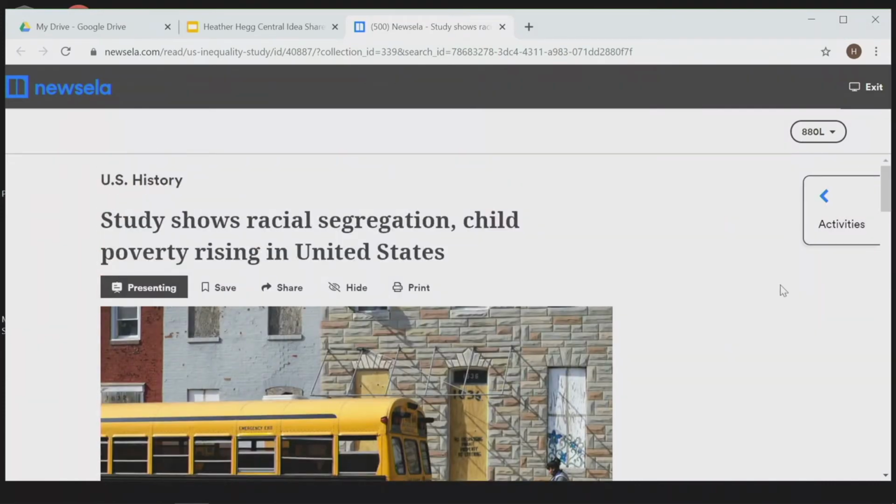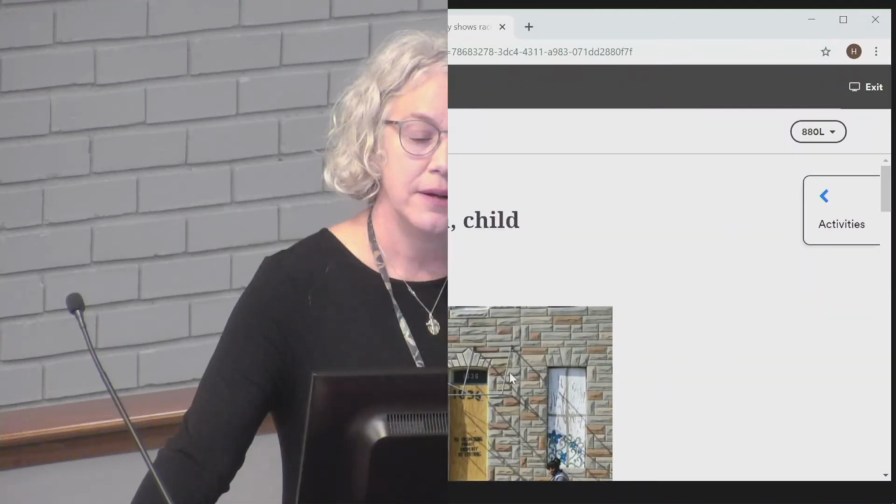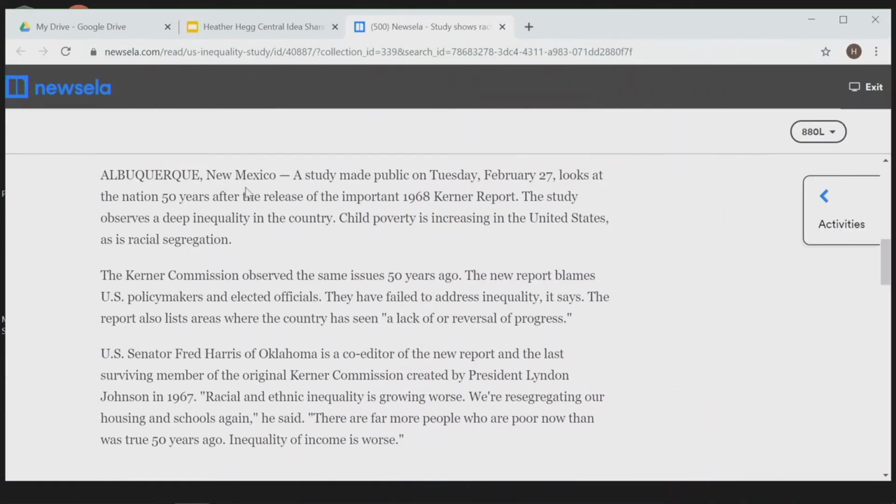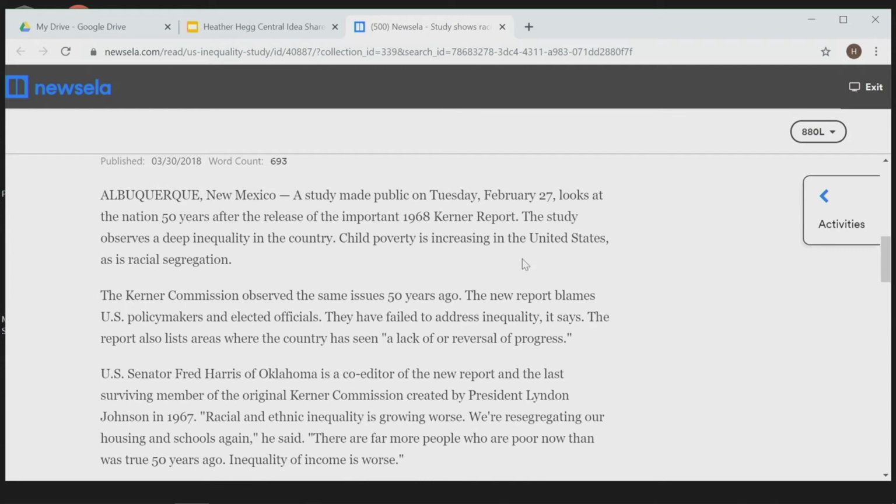Okay, so we looked at those, so we kind of have an idea now. This is a problem, racial segregation and child poverty. So let's read the introduction to see if we can find the central idea. What does the author really want me to learn? What's most important? So here we go. I'm going to read just the introduction, these first 3 paragraphs for you.